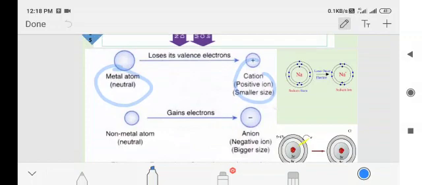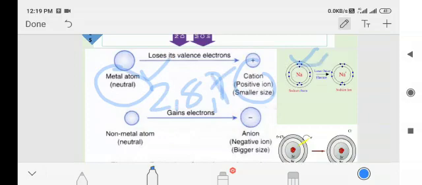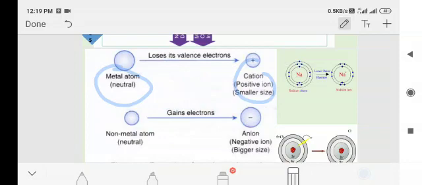Let me first take this one. Just think that this is sodium. Just look here. The sodium atom is here. You know the electronic configuration of sodium is 2, 8, 1. The last shell contains 1 electron.